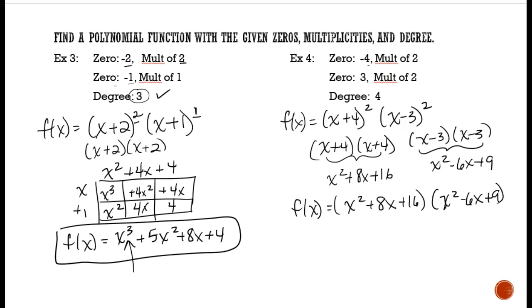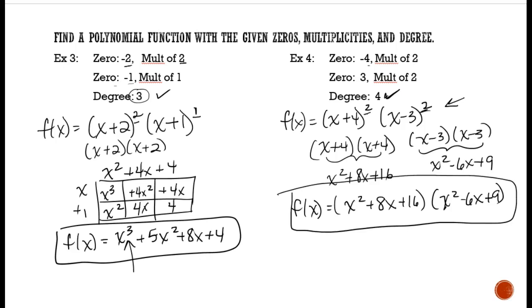Now, check your degree. If you did multiply these out, you'd have x squared times x squared, which would give you an x to the 4th, which is the degree we wanted. You can look here at the factoring step and see that. If you take these exponents and add them, you get 4. And so our degree matches what the description was. So you can leave it like that, all right?